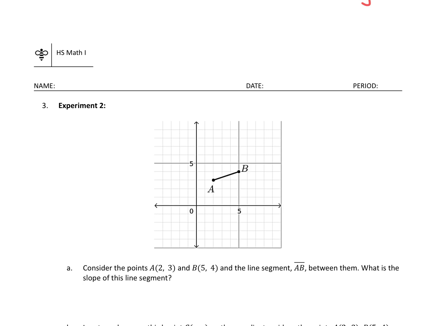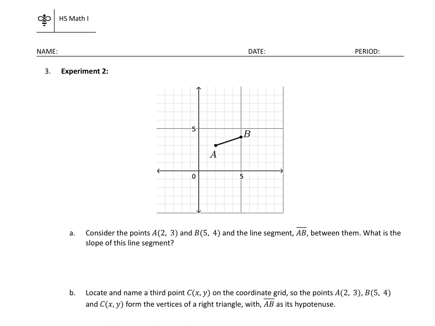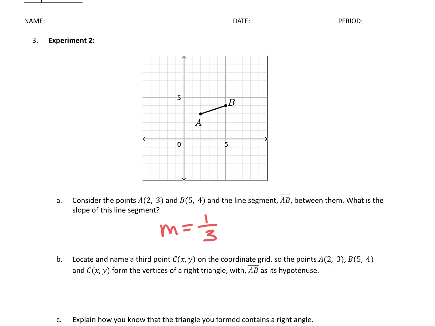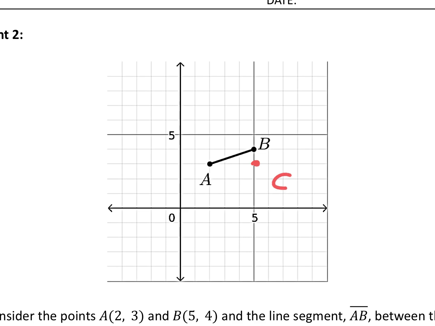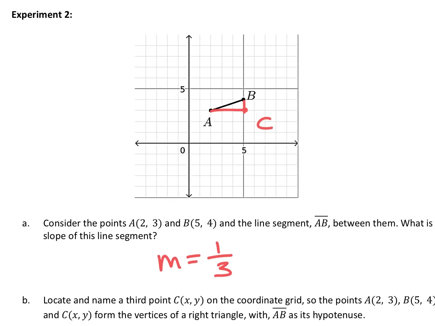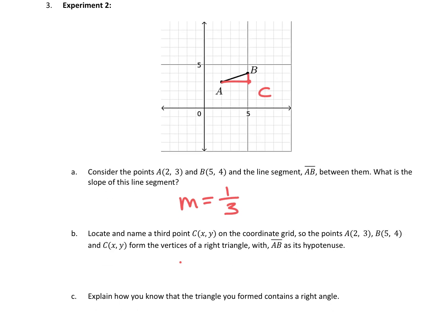We're going to find the slope of the original line. So this one looks like it's 1/3. So M equals 1/3. Because it goes from A to B, it goes up 1, right 3. And then we need to locate the third point to create a right triangle. So I think my third point is good right here. So that'll be C at 5, 3. So C is at 5, 3.